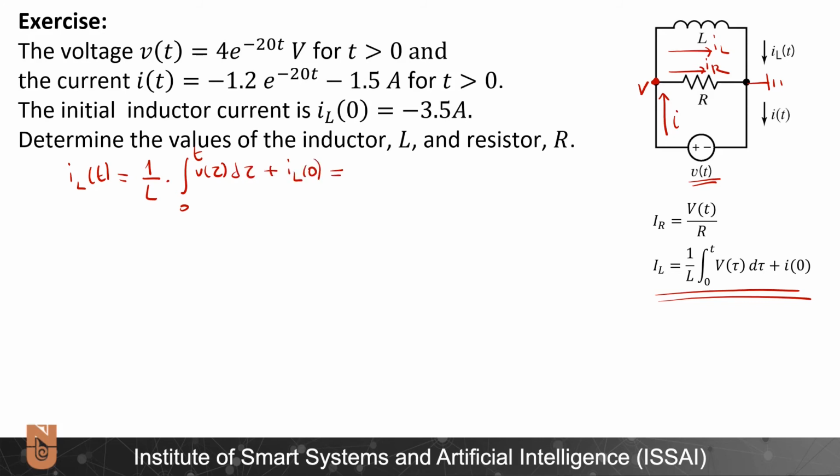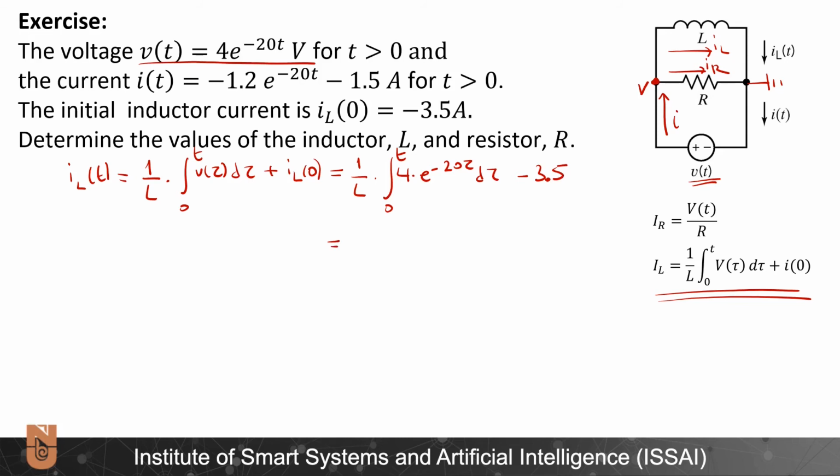Let's write everything which I know. 1 over L integral from 0 to t. The equation for v is given here: 4 times e to the minus 20t, not t here, the dummy variable tau, just to be on the correct side, d tau, and we should not forget the minus 3.5. Note that this minus 3.5 is outside of that integral. Let us not get confused.